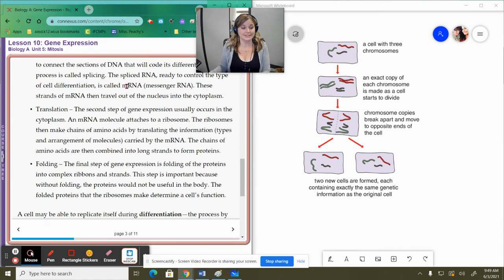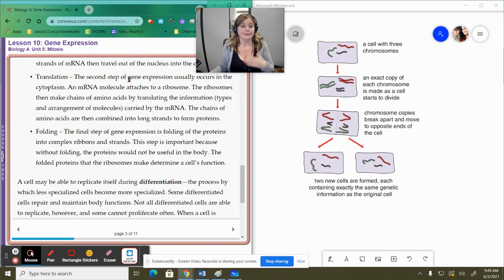So we've referred to this before, but I haven't quite elaborated on it. Our third stage of gene expression is folding. The final step of gene expression is folding the proteins into complex ribbons and strands. This step is important because without folding, the proteins would not be useful in the body. The folded proteins that the ribosomes make determine a cell's function. So I have alluded to the fact that proteins need to be folded, and that is the final stage of gene expression.